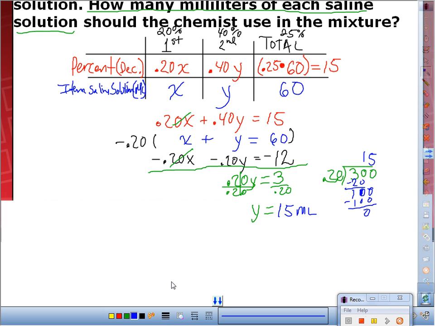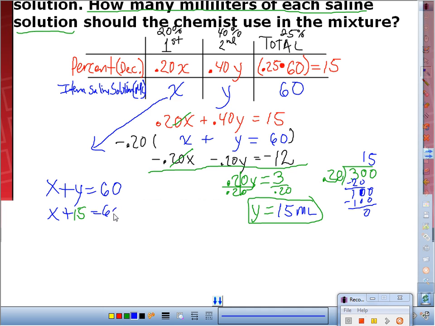Okay? Are we there? Because isn't that what we're supposed to get at the end? Milliliters? Yes. Next, I'm going to use my second equation again. X plus y equals 60. But instead of y, what am I substituting? 15. We got x plus 15 equals 60. Subtract 15, subtract 15. X equals 45 milliliters.